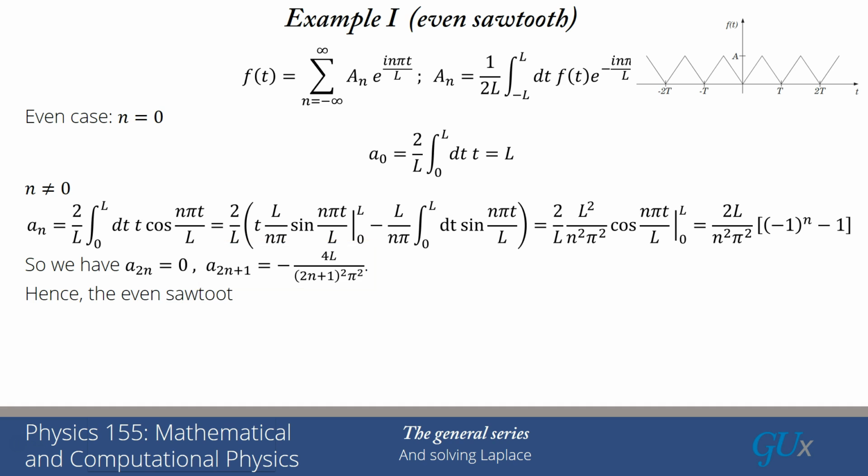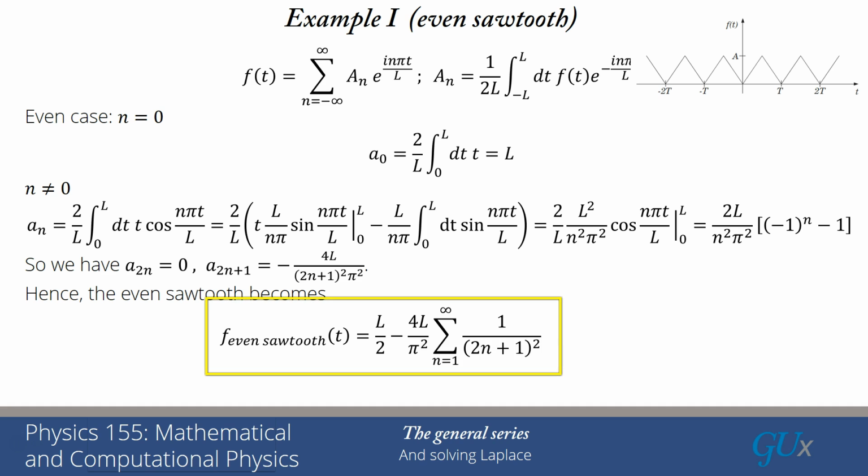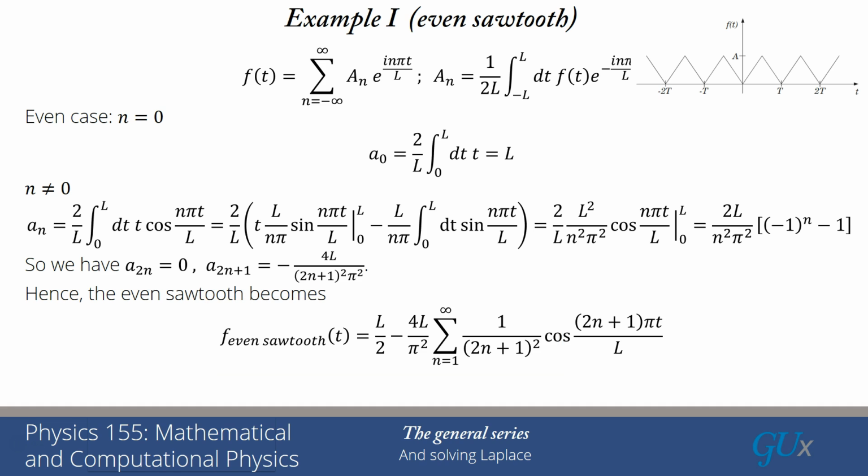So let's plug this into our series to find out exactly how we express this even sawtooth. It's going to have an L over 2 from the a_0 over 2 term minus 4L over pi squared, the sum n equals 0 to infinity, 1 over (2n plus 1) quantity squared, cosine of (2n plus 1) pi t over L. And that is what we get for the even sawtooth.